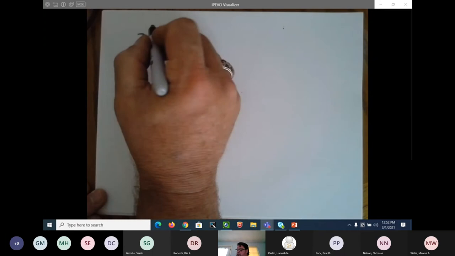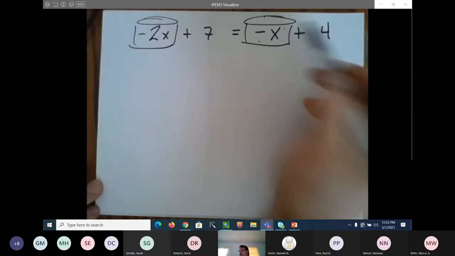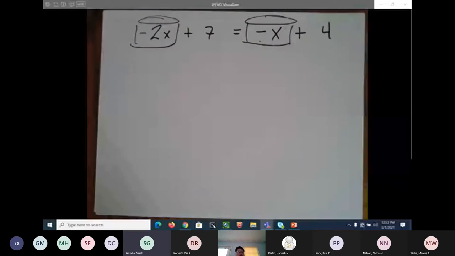Negative 2x plus 7 is equal to negative x plus 4. All right, I want y'all to do that one. Here's a bucket. And here's a bucket. You just got to ask, which one's the smallest bucket? Which one would you rather have in the bank? That's larger. So ask yourself, which one's the smallest bucket? And move it, and then do the problem. Give you a minute, because it's a basic problem.